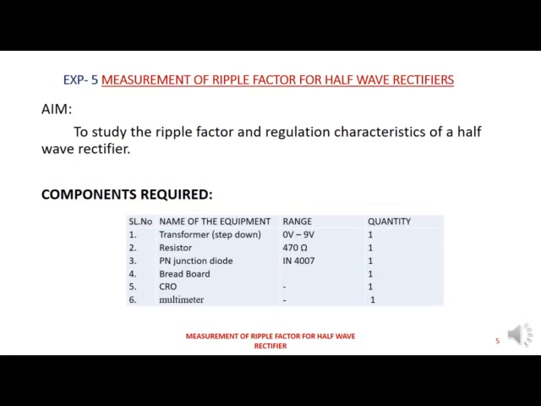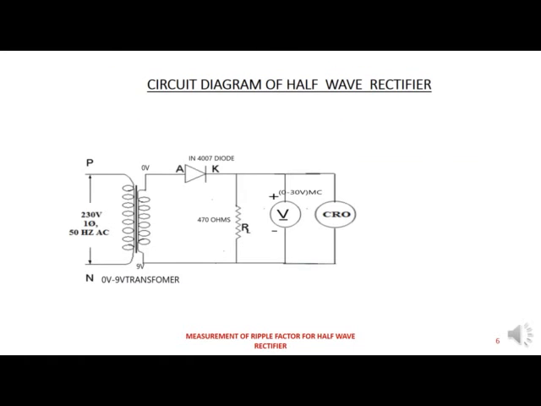The aim of this experiment is to study the ripple factor and regulation characteristics of a half-wave rectifier. Components required are transformer, resistor, PN junction diode, breadboard, CRO, multimeter and connecting wires. This is the circuit diagram of the half-wave rectifier.